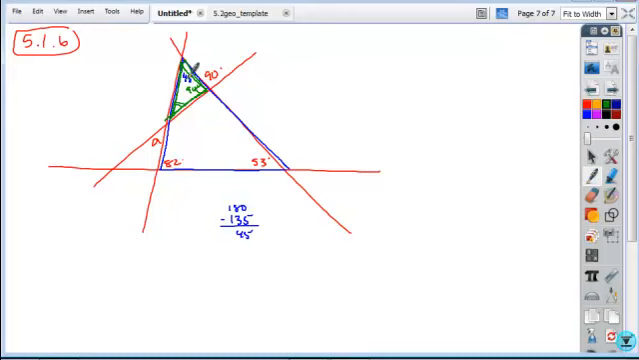Well, 45 plus 90 is 135. Subtract from 180, we would get this angle is 45 degrees as well. And now vertical angles are equal, so A, again, would equal 45 degrees.